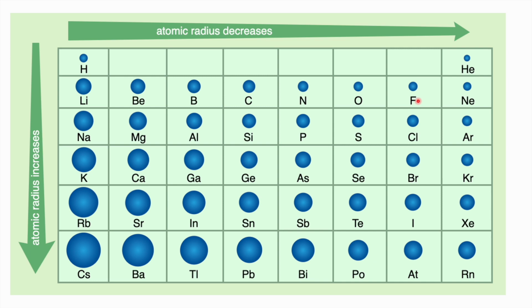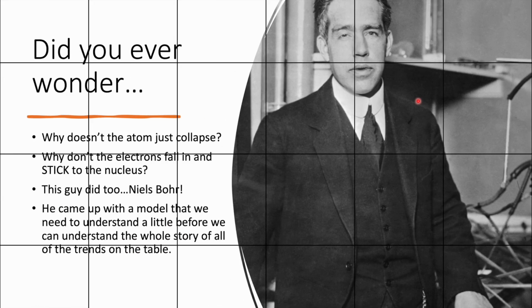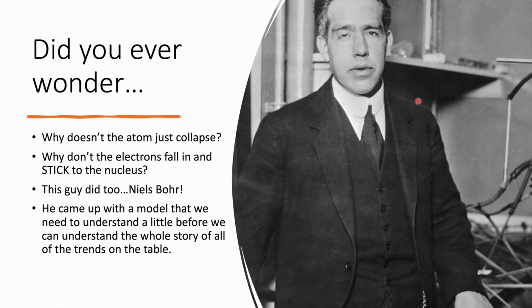Well, in order to understand that, we have to have an understanding of electrons. I'm going to start with a wondering you might have had. If the center of the atom is positive and the outside is negative, why doesn't the atom just collapse? Why don't the electrons fall in and stick to the nucleus? You might have been wondering that. Well, this guy did too. His name is Niels Bohr, and he came up with the model that we need to understand a little before we can understand the full story.